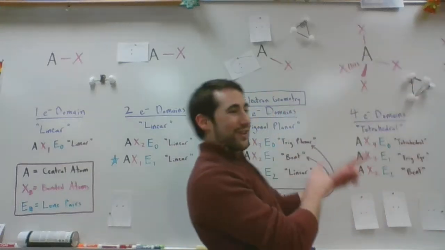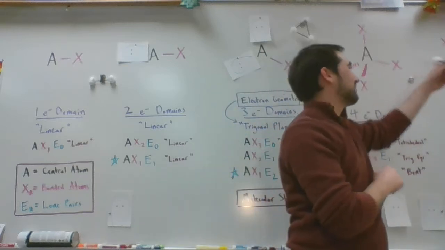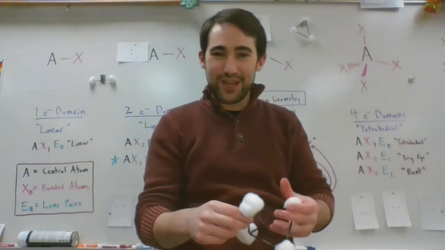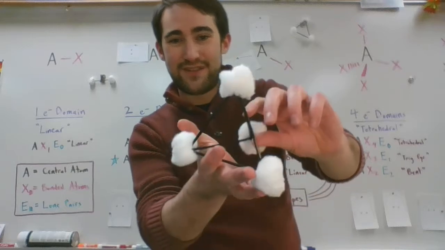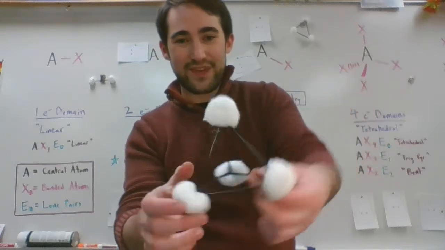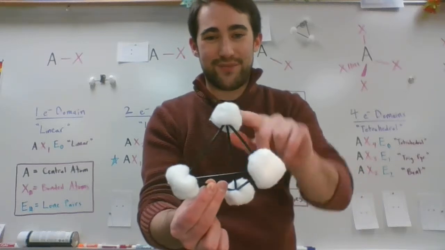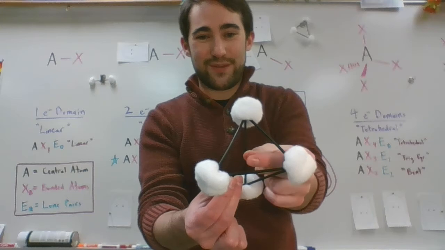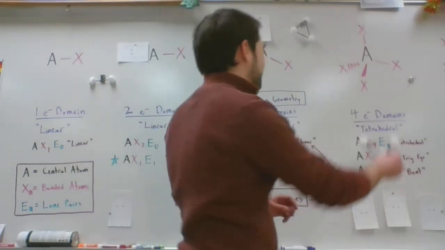When we have 4 electron domains, that electron geometry is called tetrahedral. Tetra for 4, hedral for shapes, right? So we've got 4 points on this shape here. This is a tetrahedron, and these would signify where our electron domains are. These cotton balls are where our electron domains are. So the central atom would be somewhere in here, in between these.